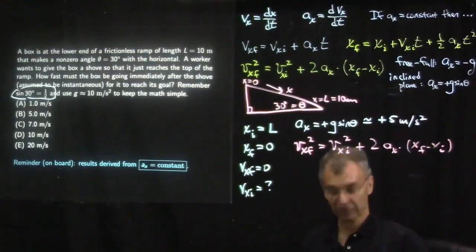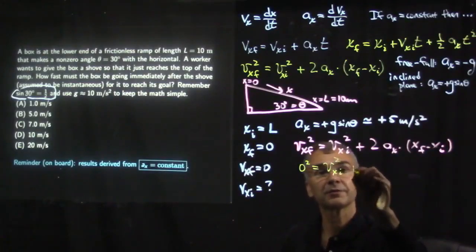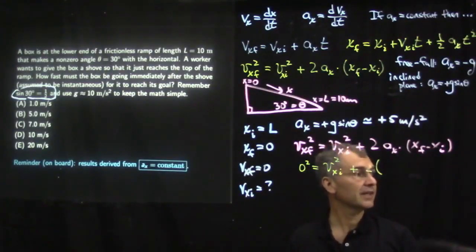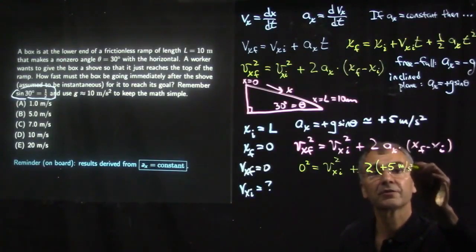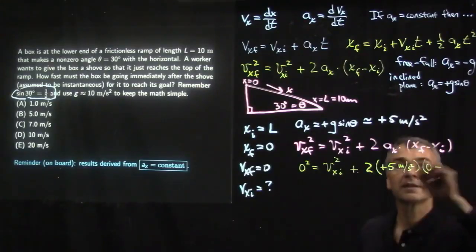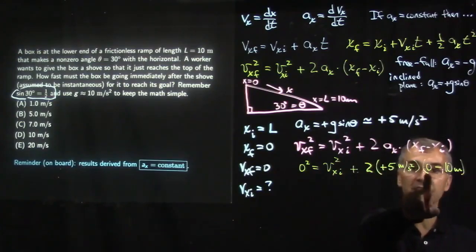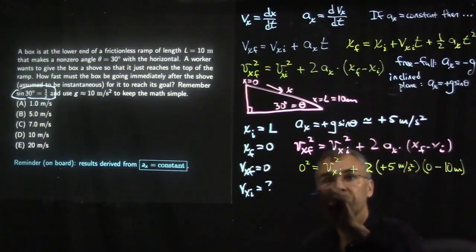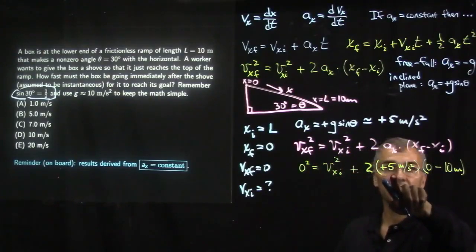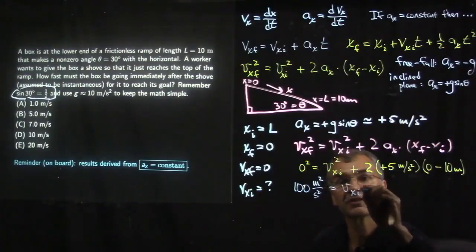Now let's substitute. This is 0, Vx initial squared is unknown, plus 2. What is a sub x? A sub x is plus 5 meters per second squared. X final is 0, and x initial is L, which is 10 meters. This is very convenient, so the 0 drops out and we get minus 10, a negative thing, so we can bring it over to the other side. So we have 2 times 5 is 10, times 10 is 100. 100 meters squared per second squared equals Vx initial squared.